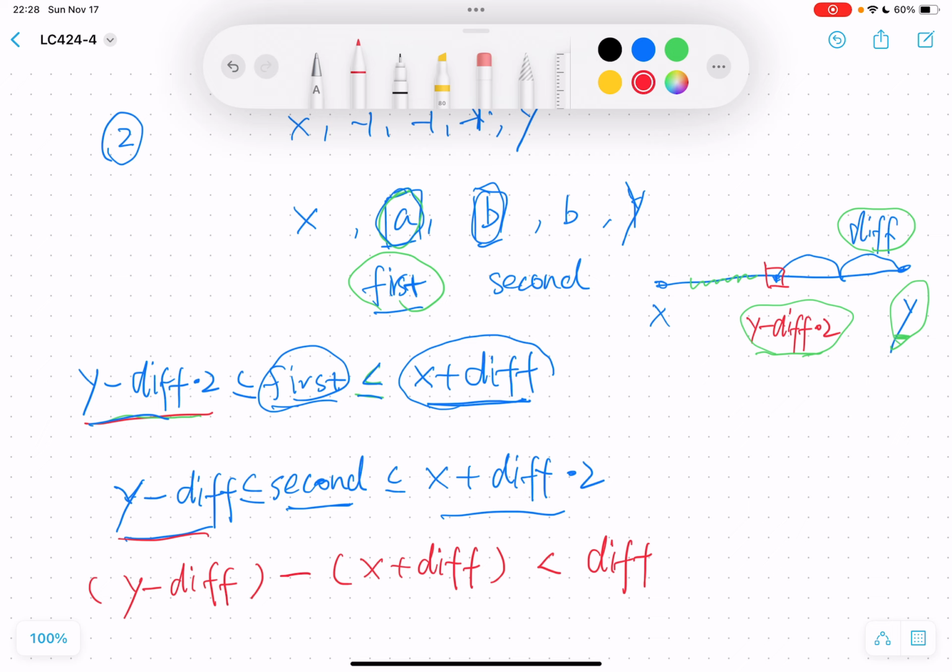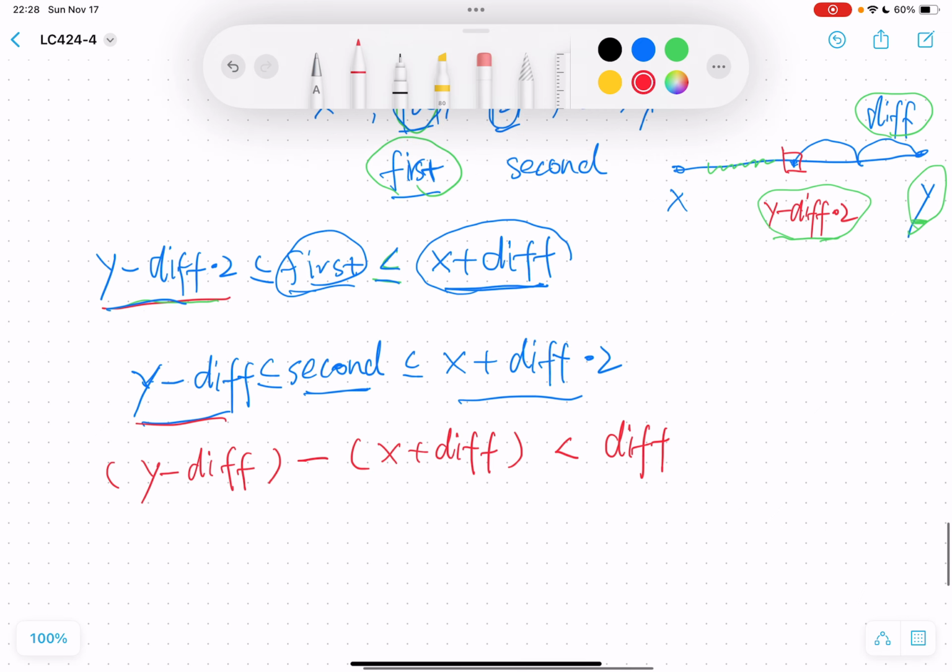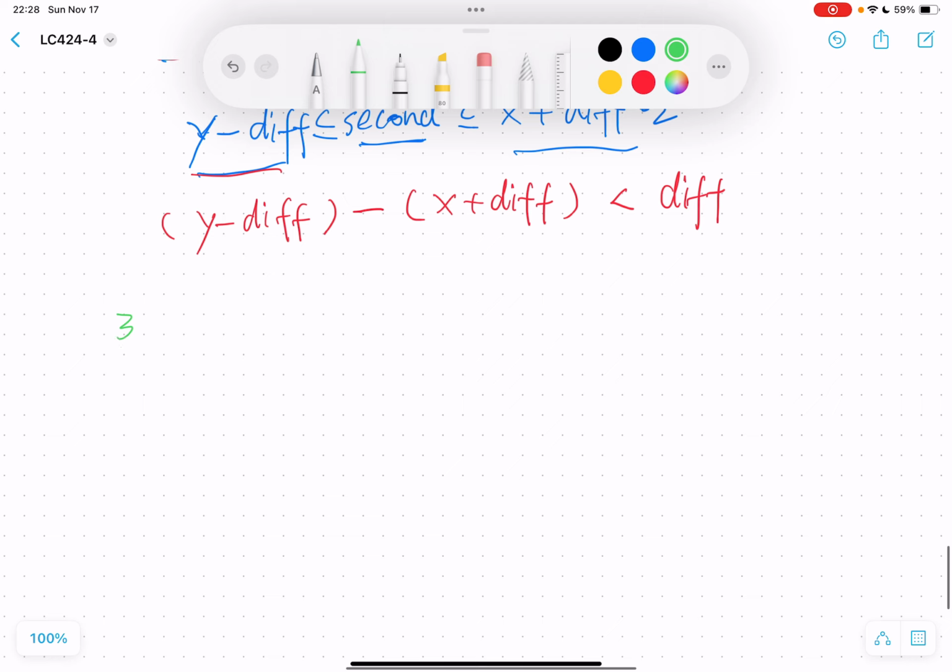In contrast, this diff value cannot meet the requirement. Okay, this is the second situation. For the third situation, if the first element is minus 1, like this is the first element, the second element, and 2, 8, 5. How to process these two values? What value we should insert for minus 1?